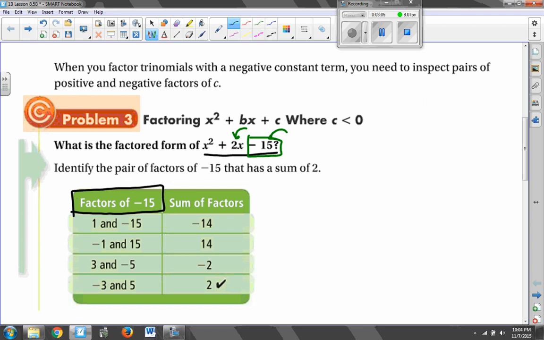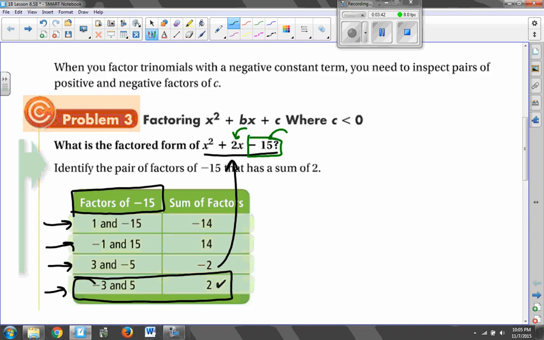So we have a lot more options here now, because we could do positive 1 and negative 15 to give us a sum of negative 14. Or we could do negative 1 and positive 15 to give us a sum of positive 14. So now, 1 and 15 actually has two different options, as does 3 and 5, which are our next two possibilities. Positive 3 and negative 5, then our middle term here would end up being a negative 2. So negative 3 and positive 5 is what we are looking for. That gives me a middle term of a positive 2x, which I see right there.